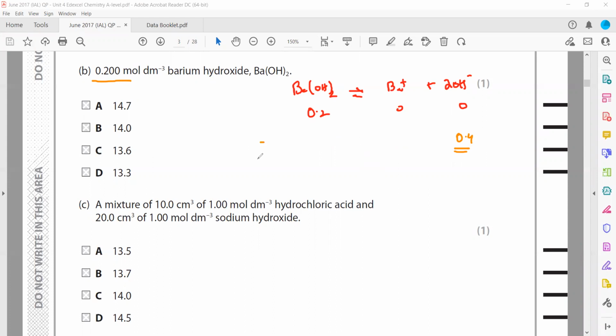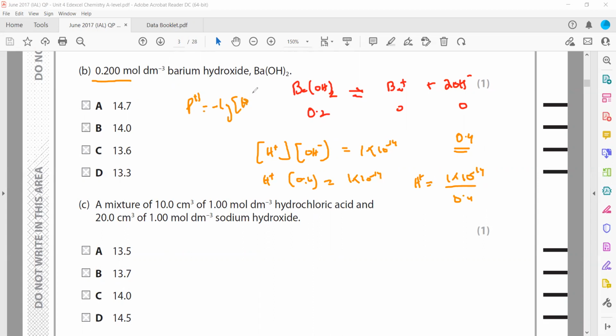And now, the concentration of hydrogen ion times the hydroxide ion, the Kw, equals 1 into 10 to the power minus 14. We have the concentration of hydroxide ion, which is 0.4. So hydrogen ion times 0.4 equals 1 into 10 to the power minus 14. Or 1 into 10 to the power minus 14 divided by 0.4 will give us the hydrogen ion concentration. Using the hydrogen ion concentration, we'll use the formula pH equals minus log of hydrogen ion. When we substitute the value, this will give us 13.6.